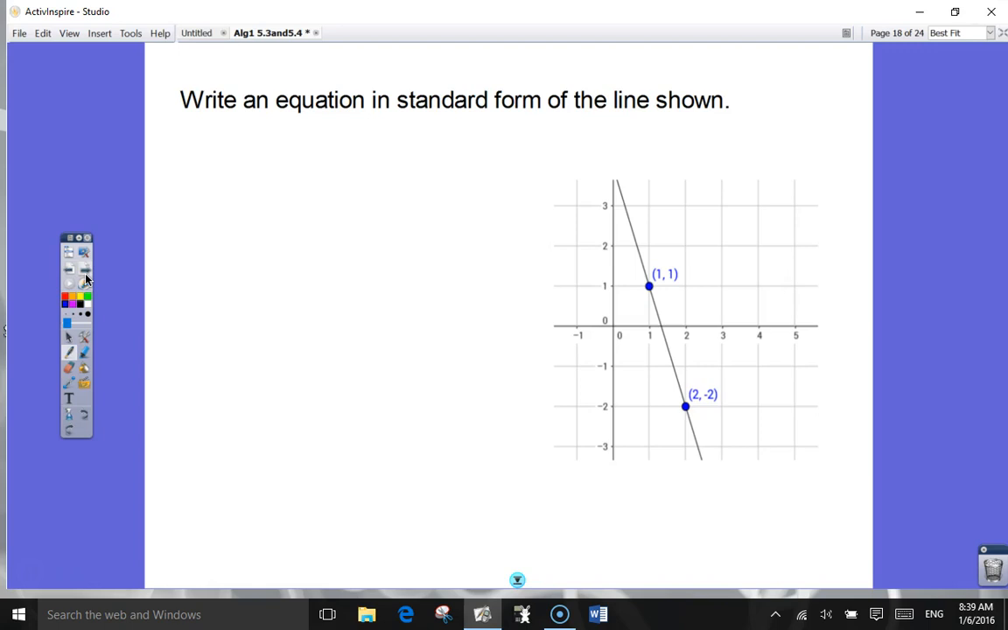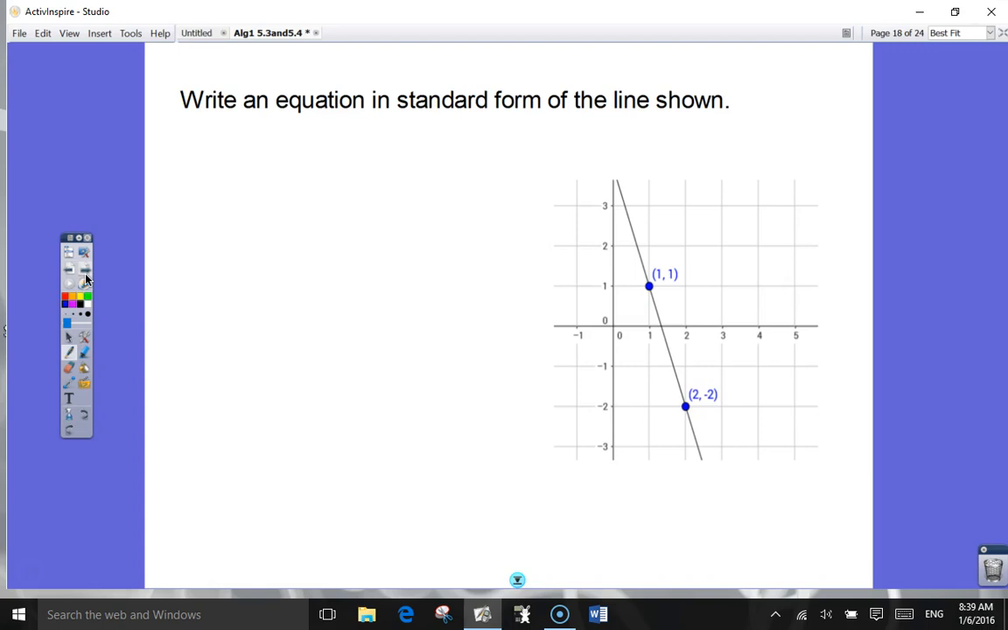So these are the kind of problems they ask us to do here, which is write an equation in standard form of the line shown. Well, we can't just jump right to the standard form. You're going to have to do what we did already. Either use slope-intercept form like we did in the homework last night, or use point-slope form. But somewhere, use those 2 points to come up with the equation of a line, right? Which one do you want to do? Point-slope, since we just did that.